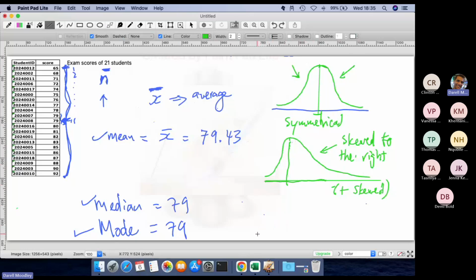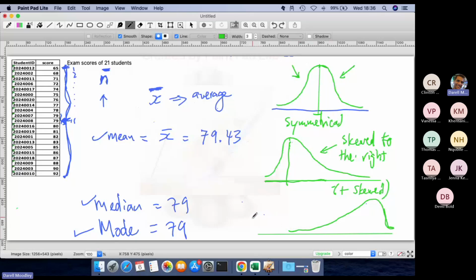And in the exact same way, you can have the opposite. You can have a negatively skewed distribution. Just think of a mirror image of that graph. You're just flipping it around. So it would look like this. It would peak here, then it will drag out to the left. So this is a negative skewed distribution.